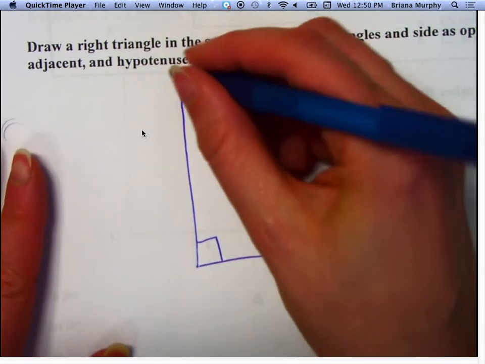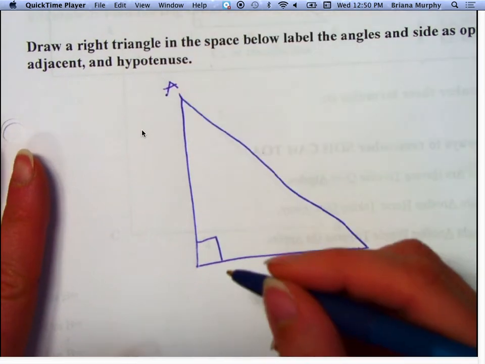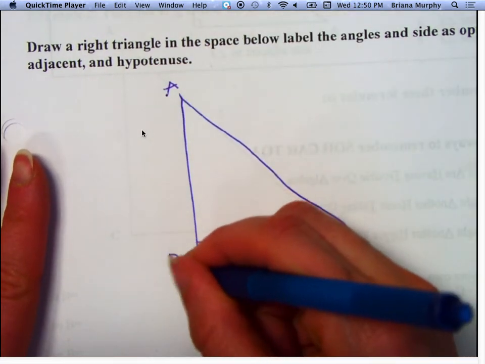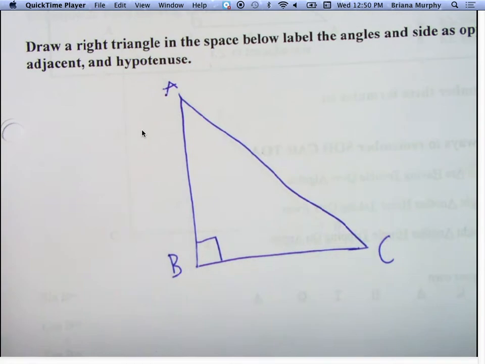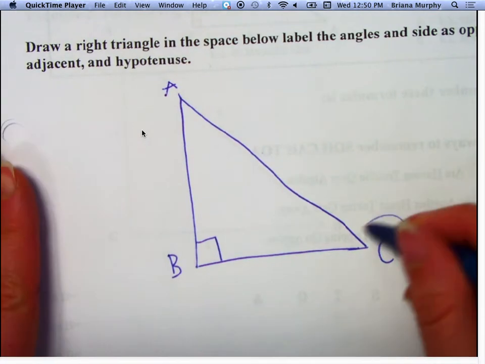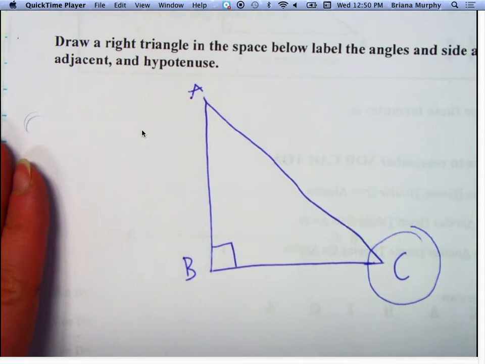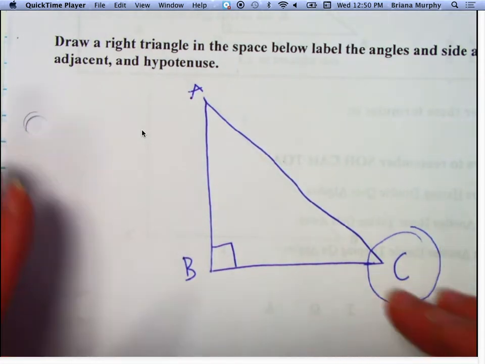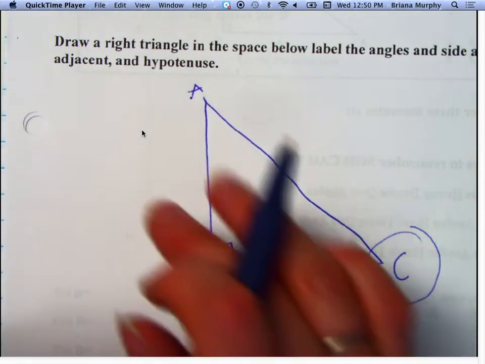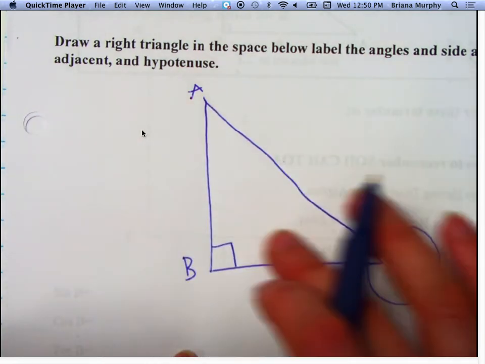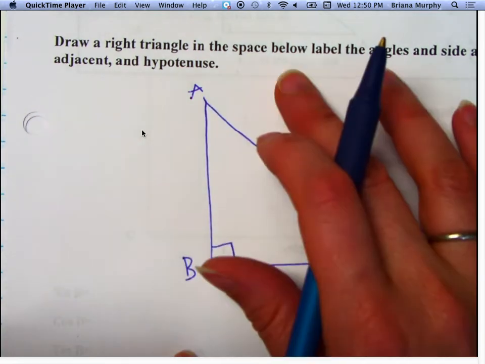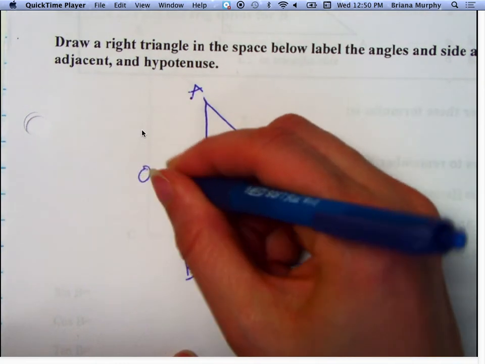I'm going to label mine A. I'm going to label my right angle B, C. And I am going to find the opposite, adjacent, and hypotenuse of C. Opposite means across from. So here's C. Across from C, it doesn't share any of the same sides as my angle, is my opposite.